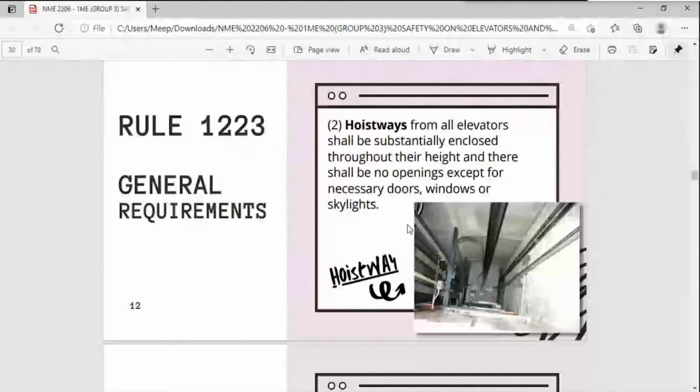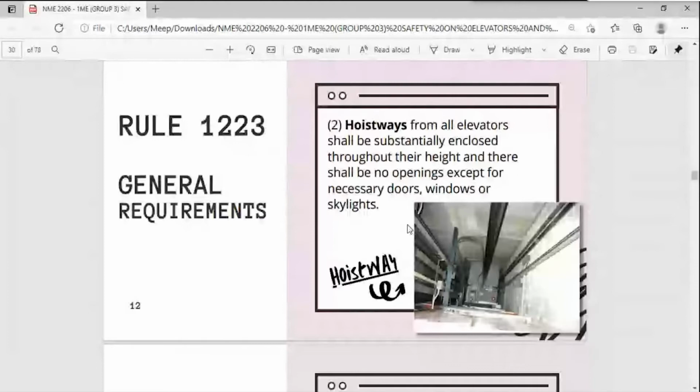So yung enclosure ng hoistways, kasi if involved ang electricity, kadalasan involved rin ang fire. So pag nagkaroon ng accident related sa electricity ng elevator, kailangan yung wall or yung enclosure ng elevator ay fire resistant.